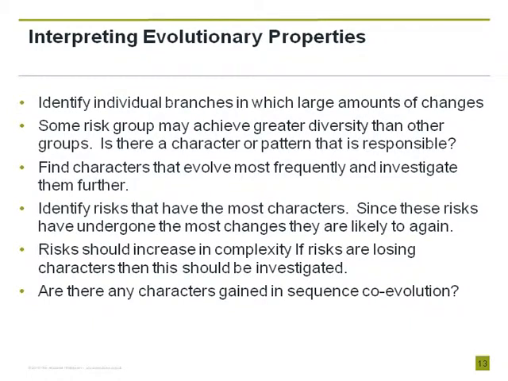So what we're looking for when we're trying to interpret these is to identify any branches with large amounts of change. It could be backwards and forwards, or just many more characteristics coming on. Some risks have a lot more diversity than others. Is there any pattern to that? What's going on in that particular clade? Is there certain co-evolution going on in there, or is there some pattern to the way that these characters are evolving?